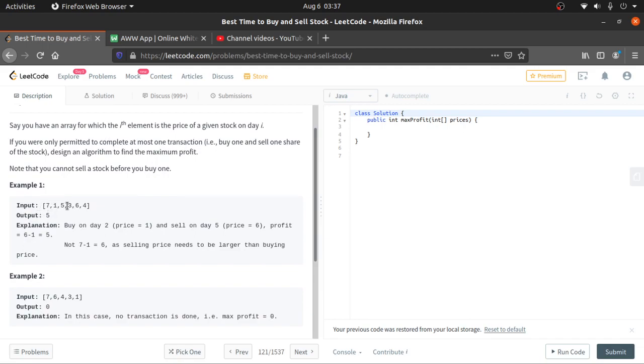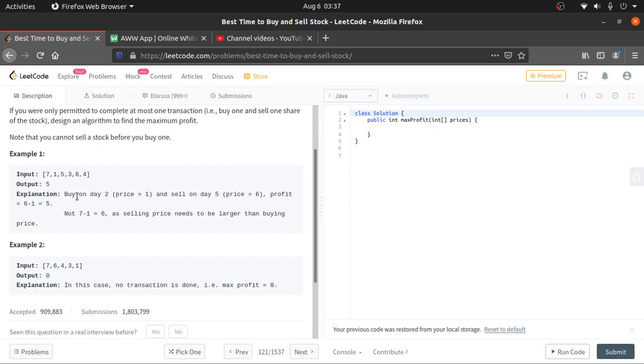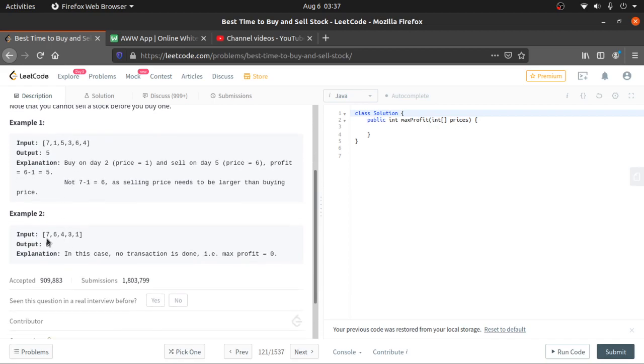Example 1: [7,1,5,3,6,4], 5 is the output. Buy on day 2, price 1, and sell on day 5, price 6. Profit is 6 minus 1, 5, not 7 minus 1, 6. A selling price needs to be larger than the buying price. In example 2, [7,6,4,3,1], in this case no transaction is done, maximum profit is 0.